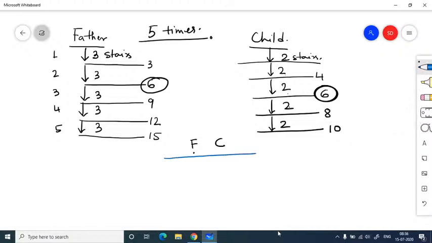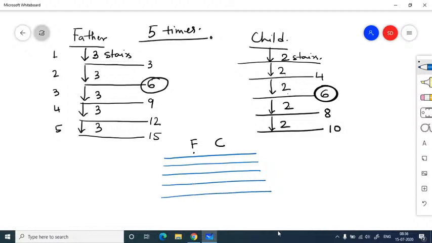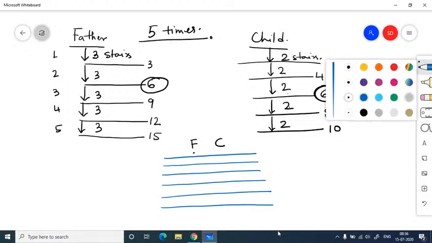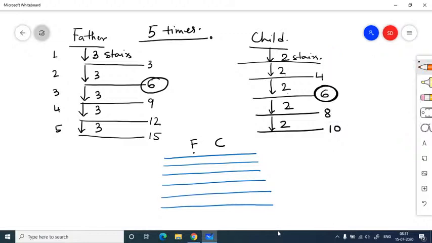Suppose these are the stairs. 1, 2, 3, 4, 5, 6. These are the 6 stairs. Now, the father's first step was over here, jumped 3 stairs, right? 1, 2, 3. 3 stairs.